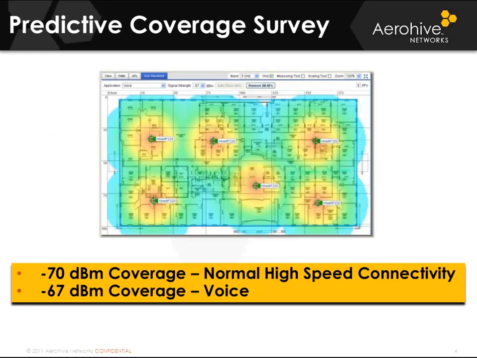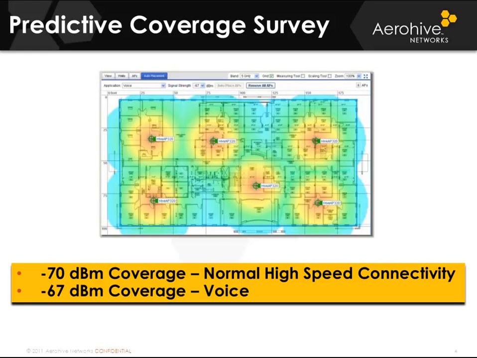The predictive coverage survey uses software such as a topology map or the planner tool from Aerohive. If you've never conducted a predictive site survey, you can go to aerohive.com/planning tool and subscribe to a free use of the Aerohive online planning tool. Predictive coverage takes into account any free space path loss or obstructions that may be in between the access points and the clients which they are designed to service.